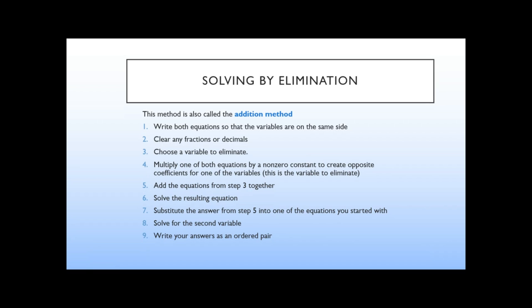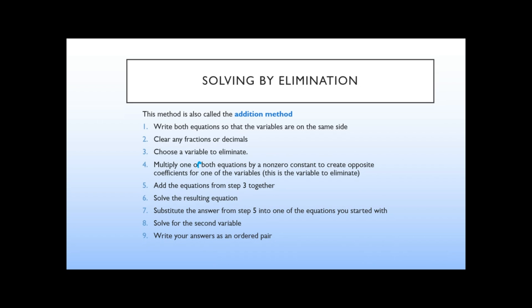So once you've decided which variable you want to get rid of, you multiply one or both equations by a number so that the coefficients for the variable you want to get rid of are opposite. So if I want to get rid of y, and I have a 2y and a 3y, I need to make those have the same number. So I would make them be 6 and negative 6 so that they cancel out. So if I have an equation with 2y, I'd multiply it by 3. And then my equation with 3y, I'd multiply by negative 2. So that way they have the same number, but they're opposite in sign. And then that way when you add them, they cancel out.